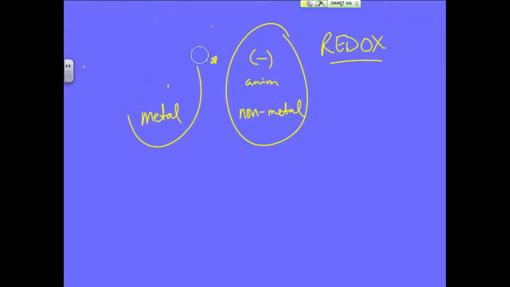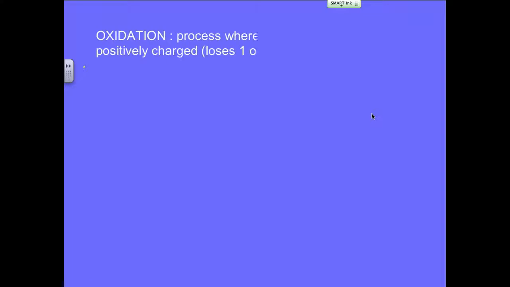Now, the terms oxidation and reduction are something we want to take a quick look at as well. So, the terms, oxidation is a process where an ion becomes more positively charged. So you can actually have a positively charged thing and it becomes even more positively charged. But again, basically, if it loses one or more electrons, that's where it becomes positively charged.